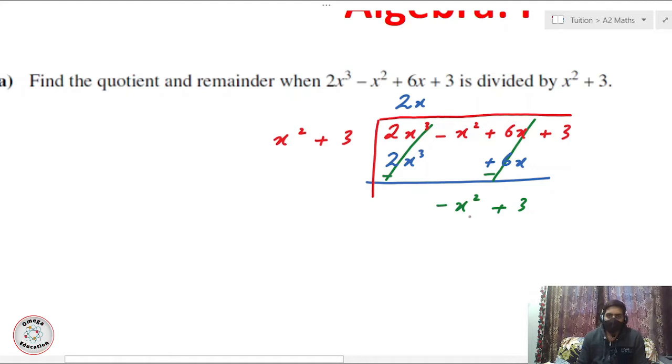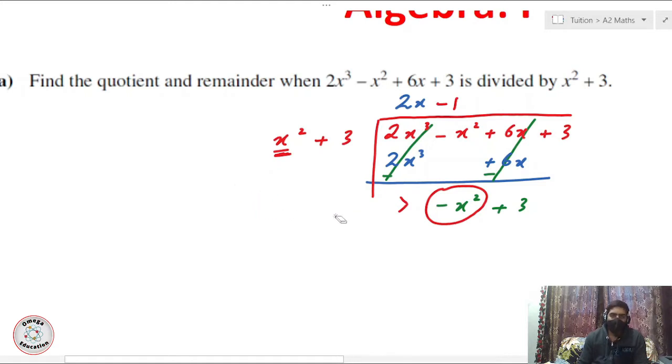So now we have this thing, minus x squared. And the very first term on the outside is x squared. So what number or what polynomial do I multiply x squared with so I can get this thing? Now here, it is very much clear that it is minus 1. So basically, if you multiply x squared with minus 1, you get minus x squared.